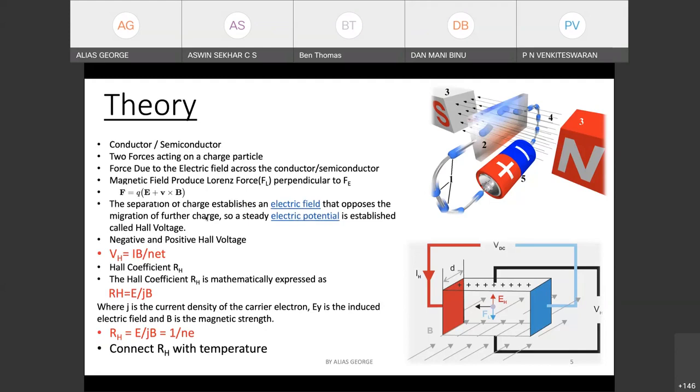In the case of semiconductor, we studied the graph of N versus temperature. So you can easily relate RH and T, because RH is inversely proportional to N, 1 by N. So you can easily relate the graphs, RH versus temperature. I won't be going into that graph. Please connect RH with the temperature. Everyone understood?